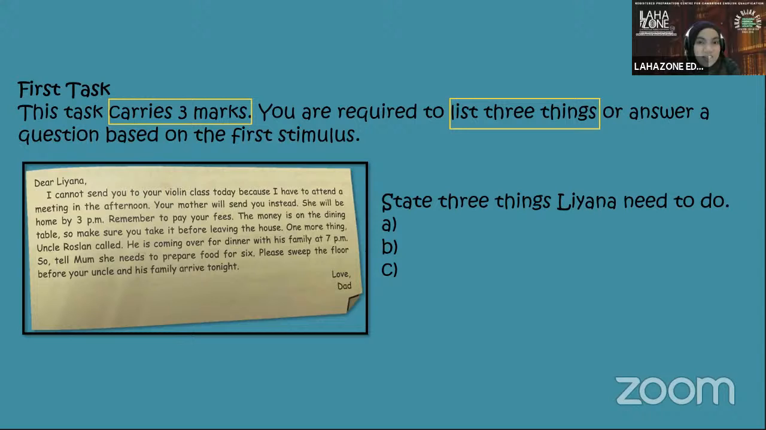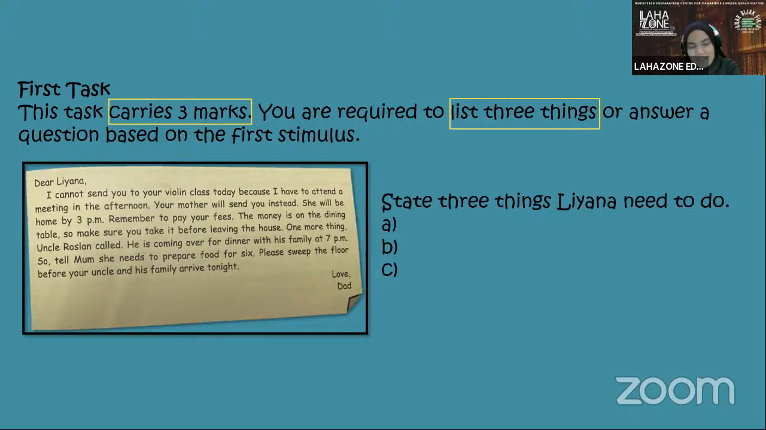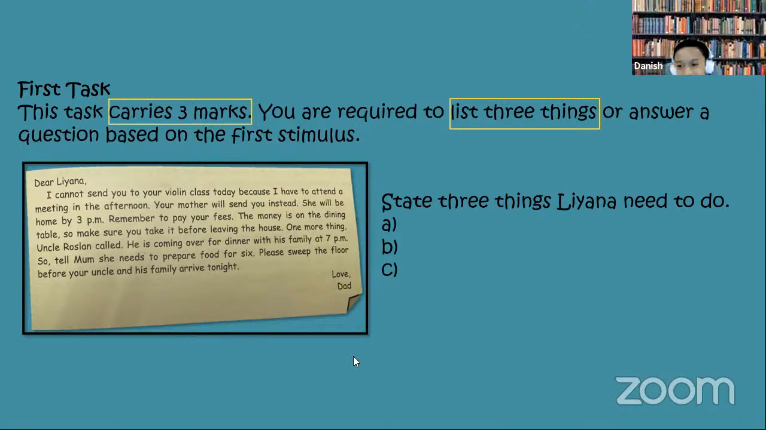Okay, Danish actually is a standard 6 from which school? SK Sekolah Kebangsaan Paya Rumput. Okay, kat mana tu Paya Rumput? Dekat Melaka. Kat Melaka. Oh. Okay, so we are waiting for Danish's answer first.